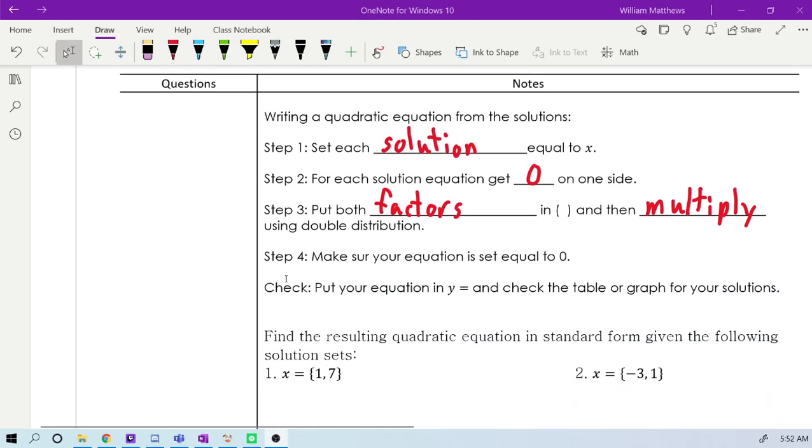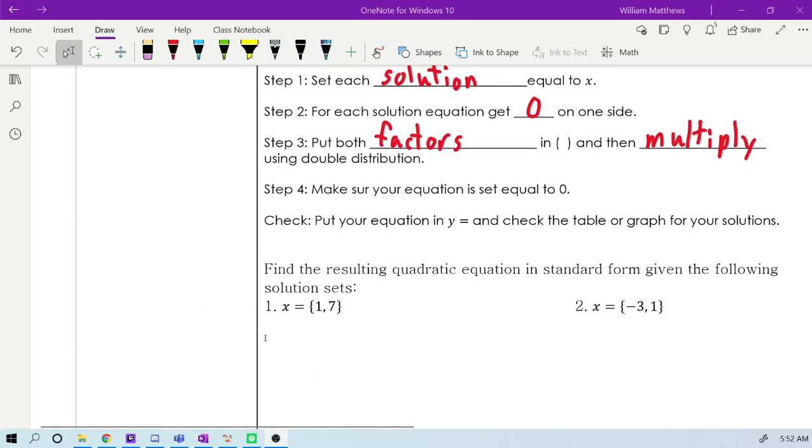So the steps that we're going to be taking today is we're going to set each solution to equal x. In this case, we have our solutions down for example 1. We're going to have two solutions, so we want to set each one of them showing that they equal x.